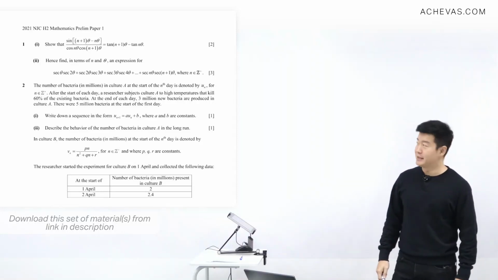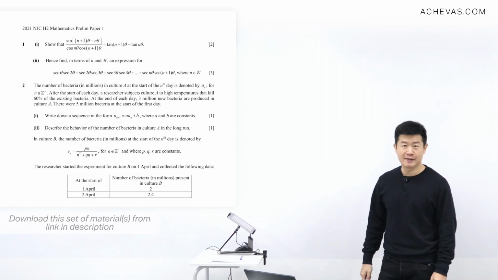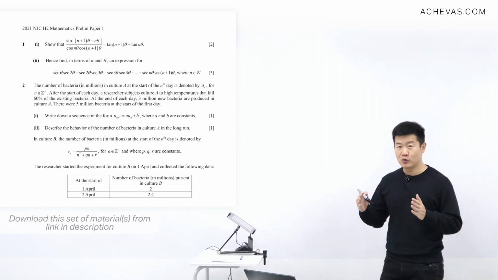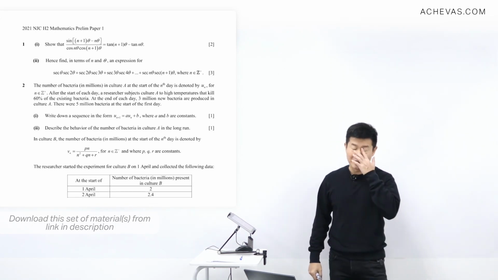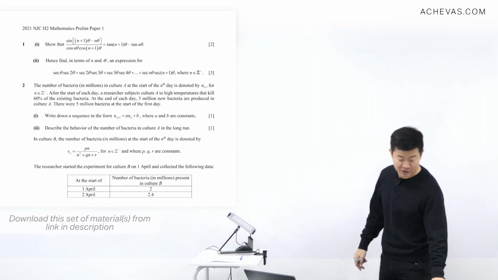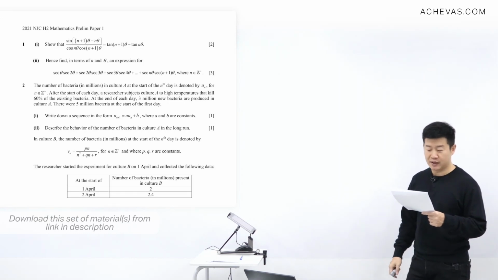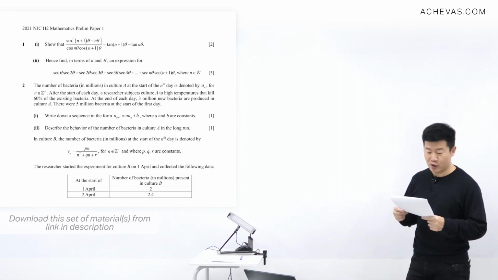In this video, we are going to be taking a look at NJC 2021 JC2 Prelim papers. We will be taking a look at the first few questions, and in the next video, we are going to be looking at the next few. So we are going to be spending some time to look at the first half of this paper, and then we are going to complete it in the next video. So in question number 1 over here, we have in part 1 a trigonometric identity proving question.